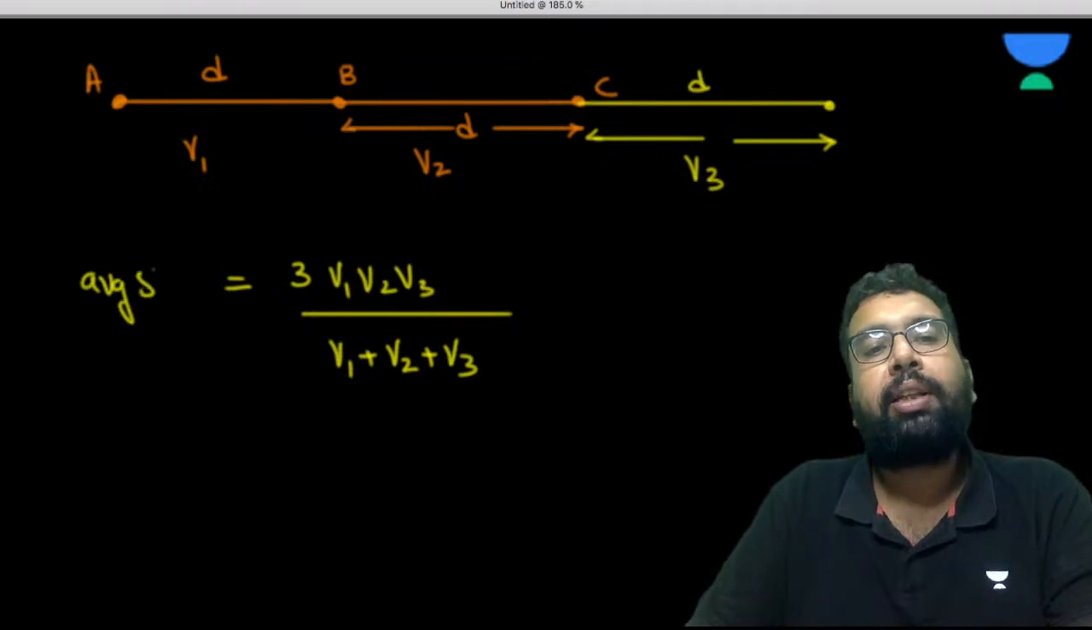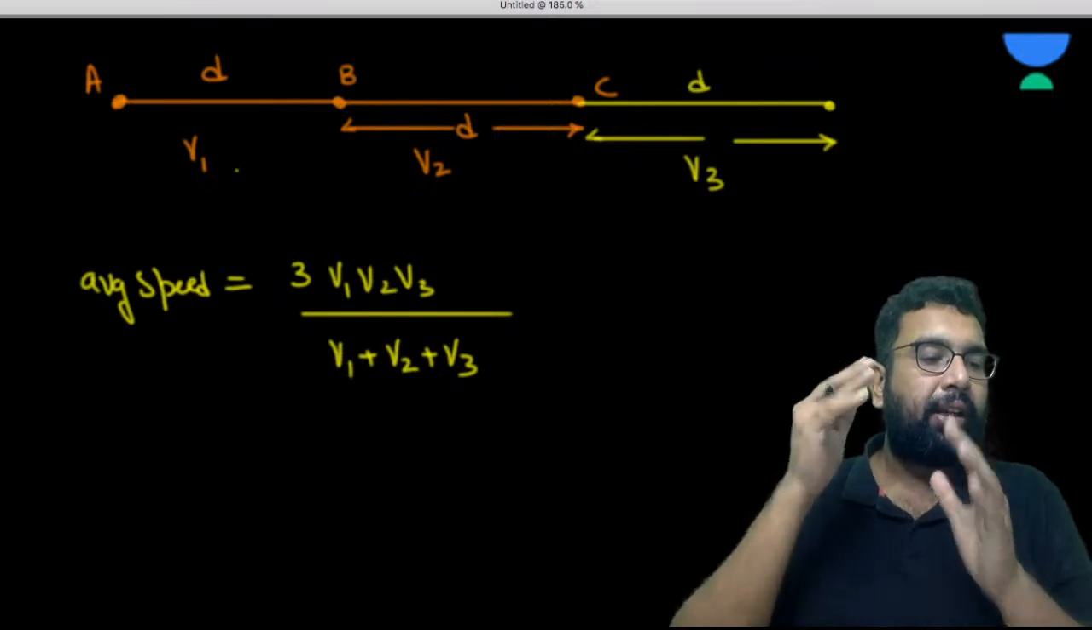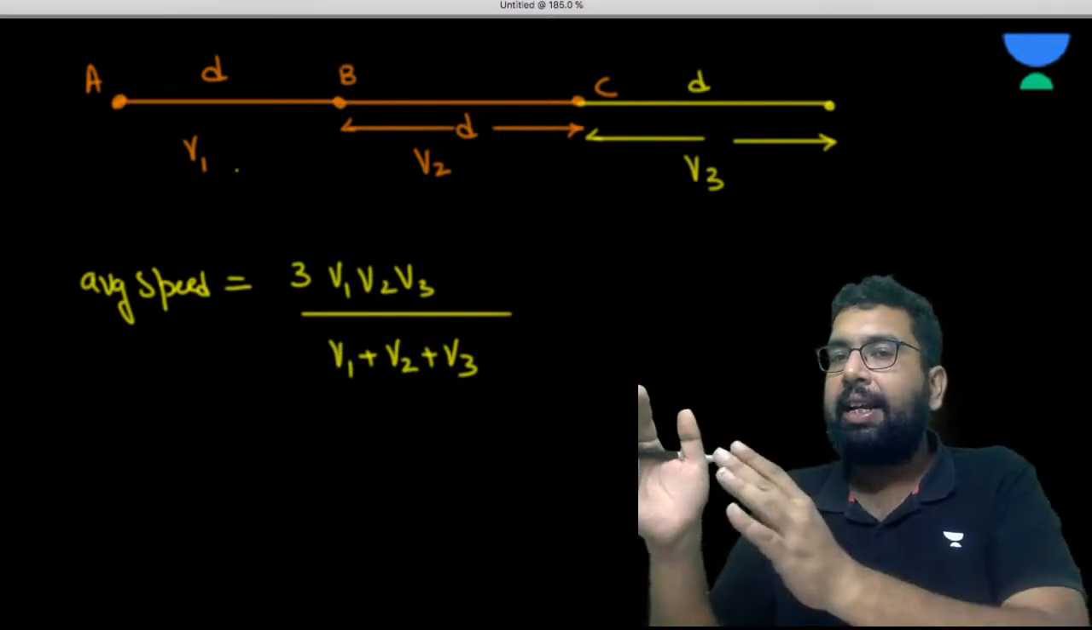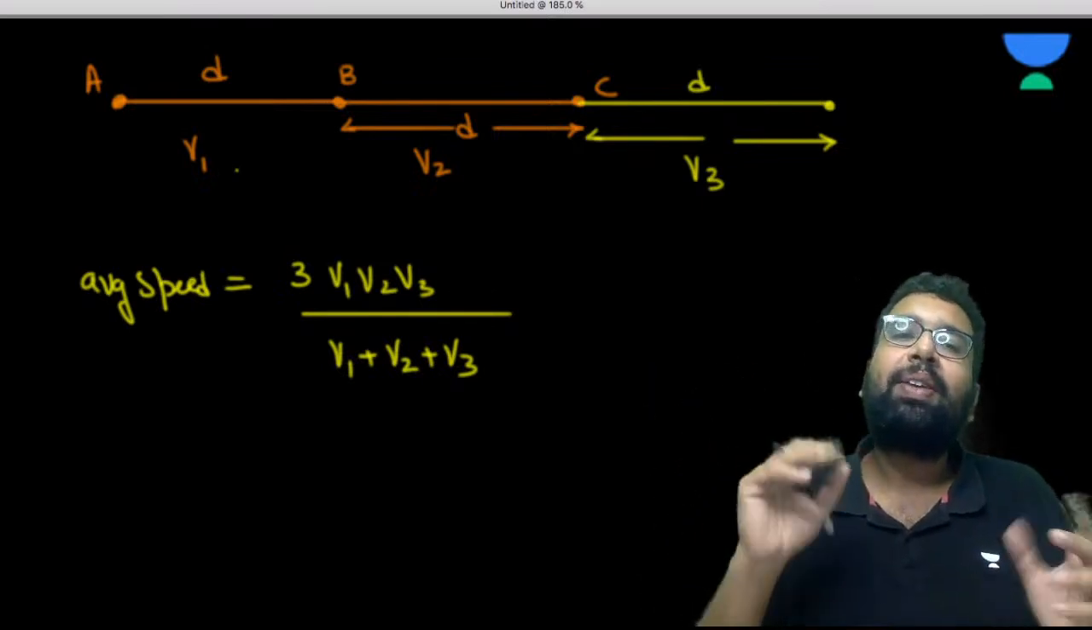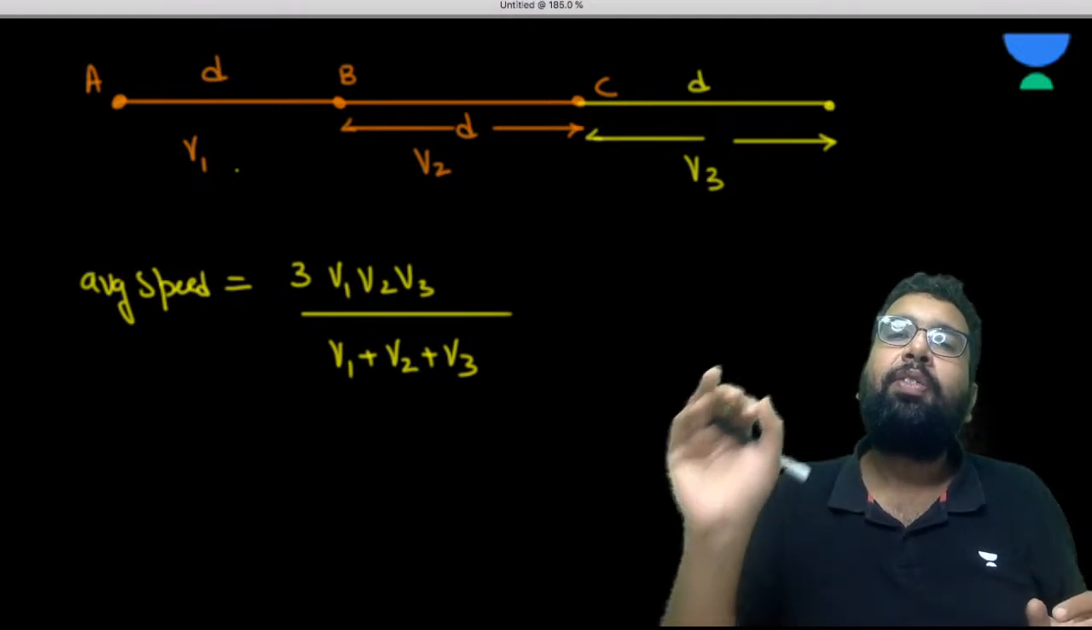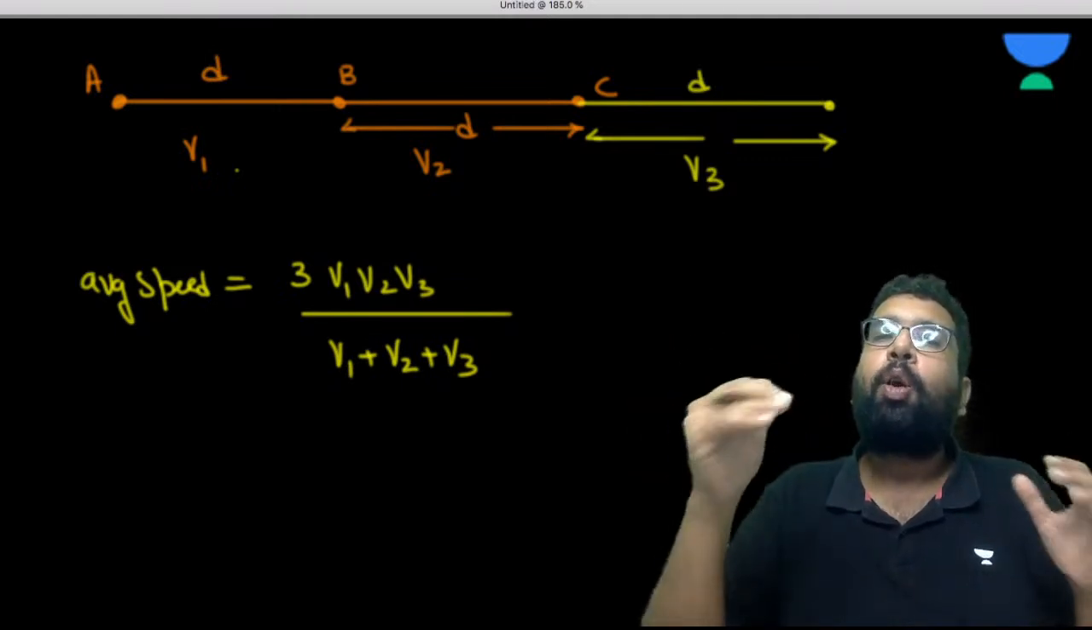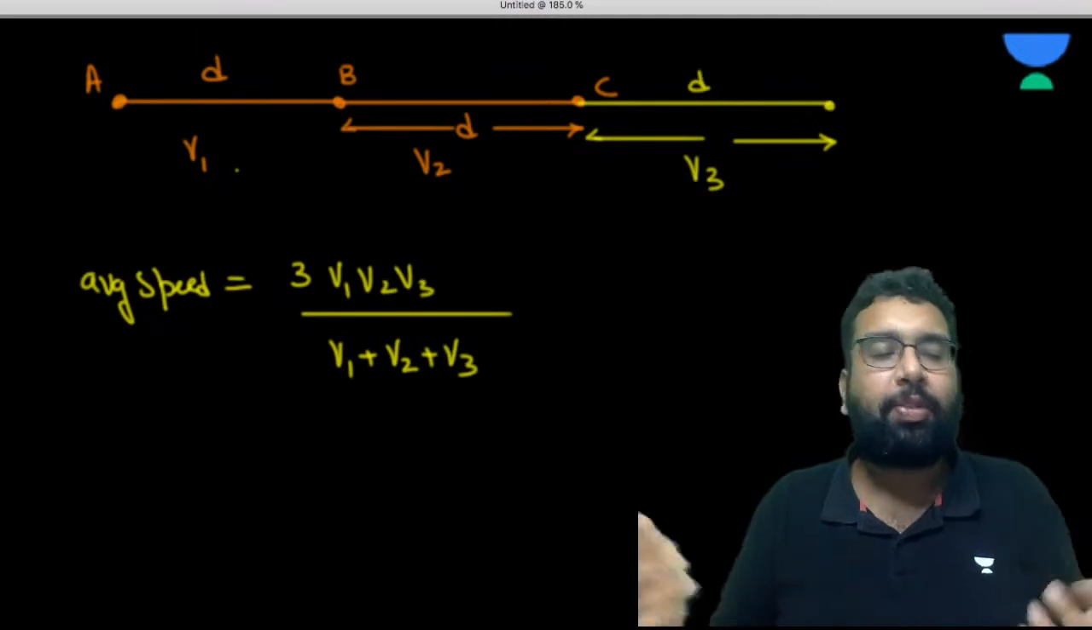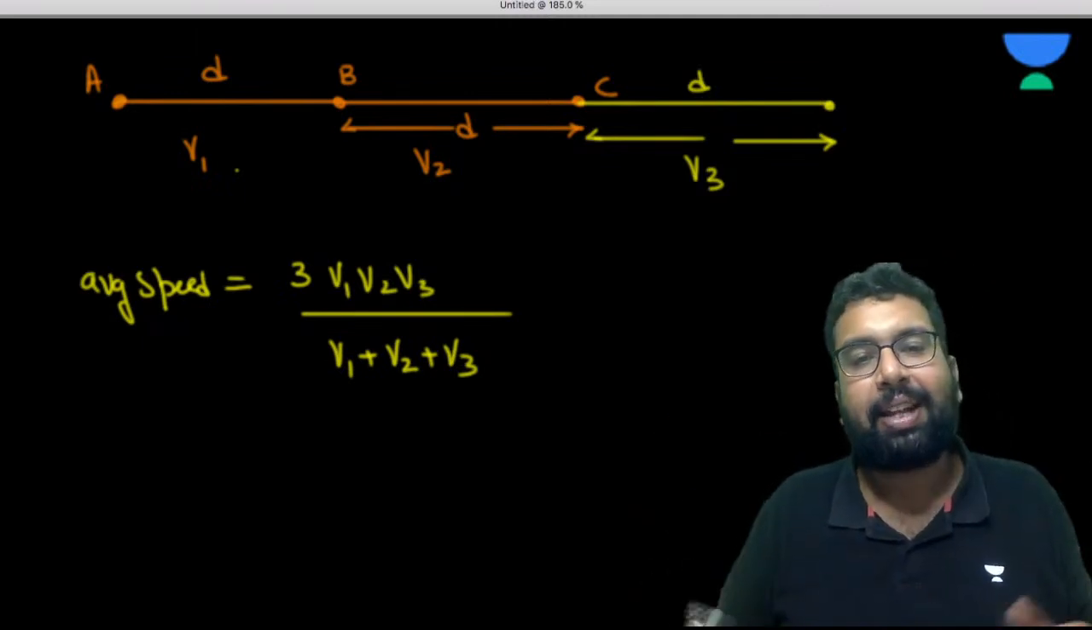If four distances, like we are covering d1, d2, d3, d4, four distances, it will become 4v1v2v3v4 upon v1 plus v2 plus v3 plus v4. Is that fine, my dear?